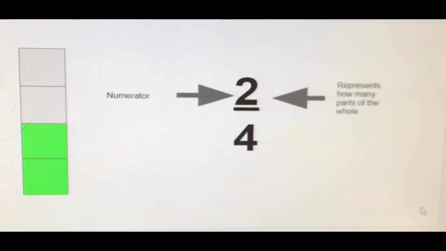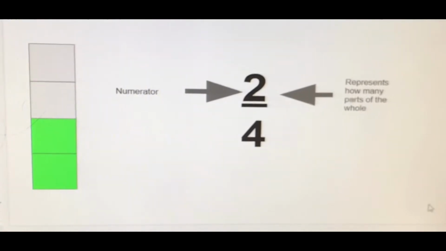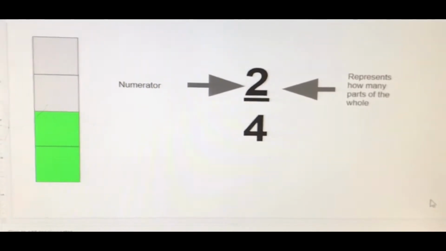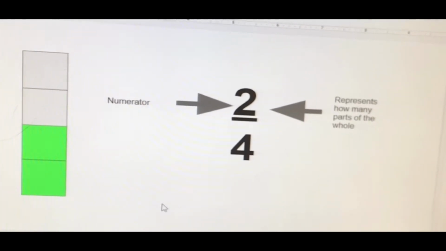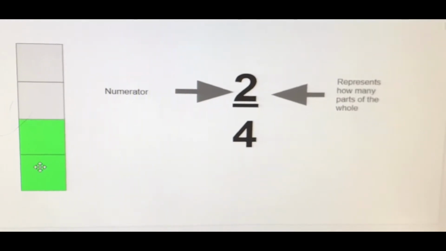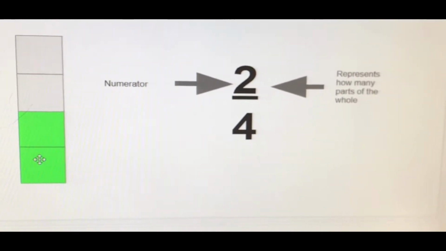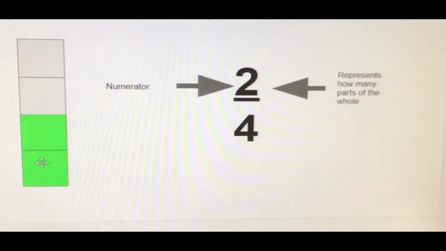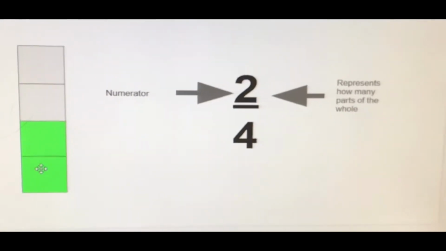The top number in the fraction is called the numerator, and it represents how many parts of the whole. For example, in this cake that we just picked up from the bakery, 2 of the 4 slices of cake, 2 of the 4 parts, have green frosting. So the fraction for the amount of slices of cake that have green frosting is 2 out of 4, 2/4, because we have 4 total slices and 2 of them have green frosting.